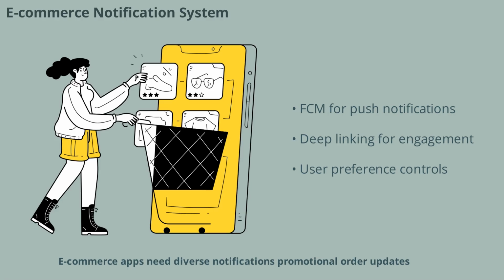Commerce apps need diverse notifications: promotional, order updates, and reminders. Use FCM for push notifications and local notifications for time-sensitive updates. Allow users to set preferences for notification types and frequency. Enable deep linking so users can jump directly to relevant app sections. Track interactions to optimize notification strategy and personalize content for better engagement.